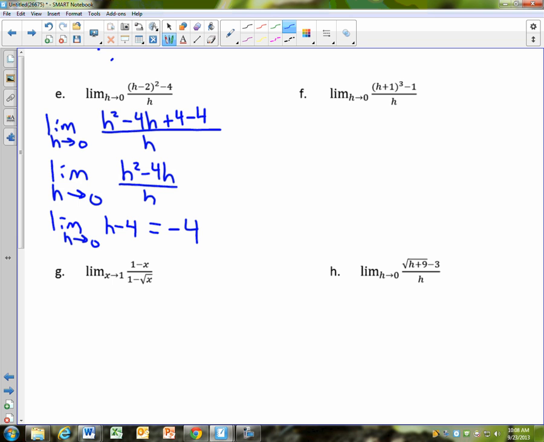Go ahead. Plug in the 0. Nope. Okay, F. You guys remember how to do this. How do I cube h plus 1? Very good. 1, 3, 3, 1. H to the third plus 3h squared plus 3h plus 1 minus 1 over h.